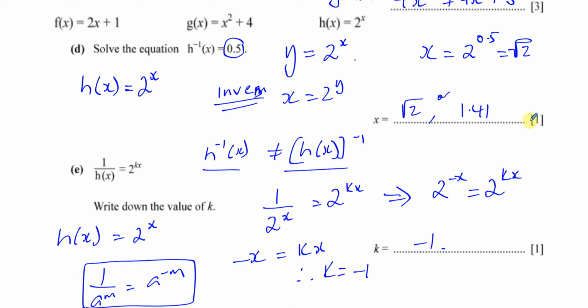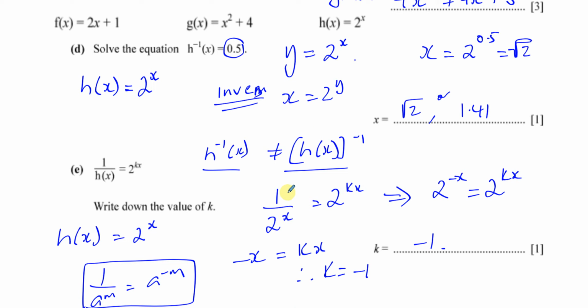You just, very simply, instead of putting this, if it was h of x equals 0.5, you put the 0.5 instead of the y here. But because it's the inverse, you do the reverse, you put it instead of where the x was. The x becomes a y and the y becomes x, and you just replace the y with 0.5 after you've swapped them around. And that's probably the easiest way of thinking about it.